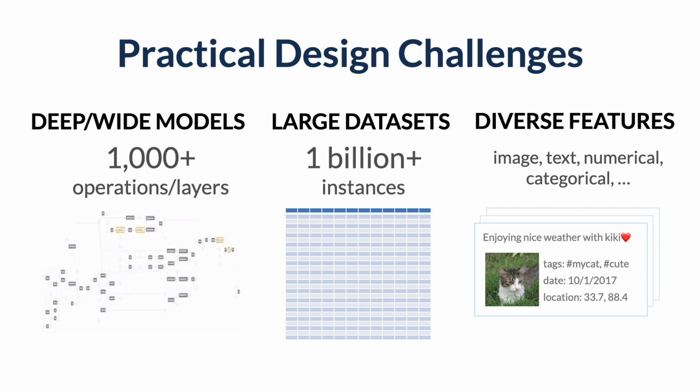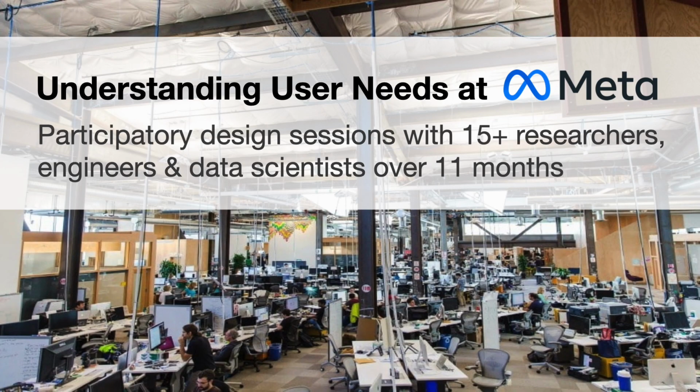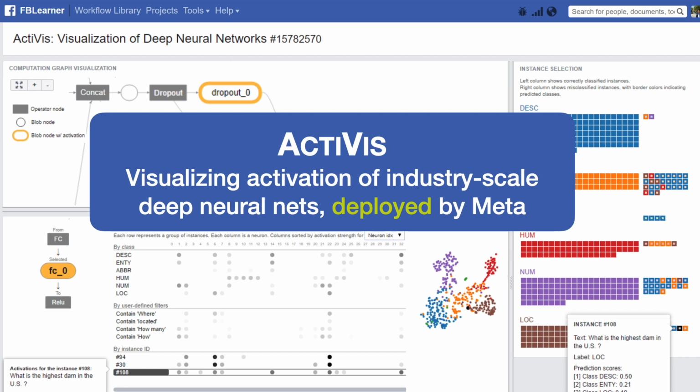For example, a lot of the models they deal with are very deep or very wide, so they could have tens of thousands of operations or layers. Their data sets are often also very large, with billions of instances. And they're dealing with different kinds of data, like text data, numerical data, categorical data, and so on. To develop this visualization tool, the very natural first step was to understand the user needs at Meta. Through a participatory design session with 15 researchers, engineers, and data scientists over 11 months, Min-Seok developed the Activis system that can scalably visualize the industry scale model at Meta. It was deployed by Meta and used by a lot of engineers there.